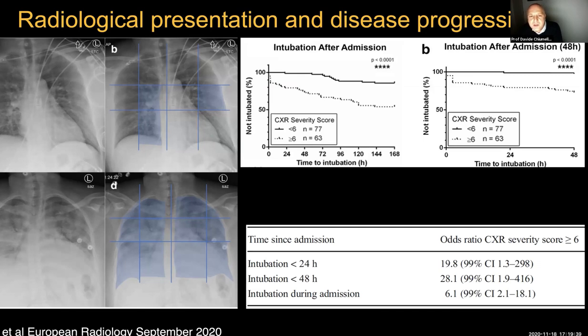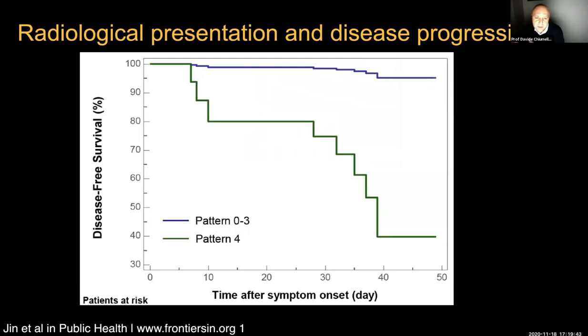But you can see that from the severity score. The same thing is true for CT scans. So this is pattern 0 to 3 and a pattern 4, which essentially is diffuse bilateral with a CT score greater than 10. You can see, first of all, the disease-free survival goes down over time and is clearly different from patients with less involvement on CT scan.